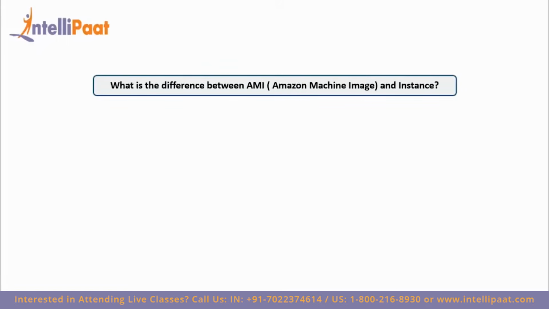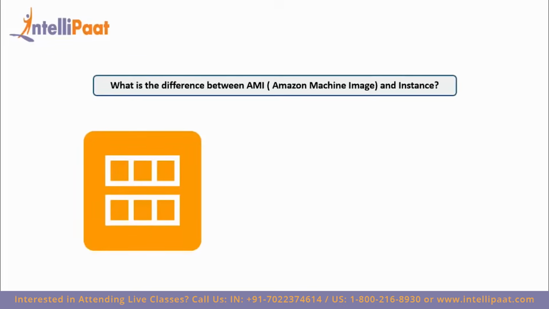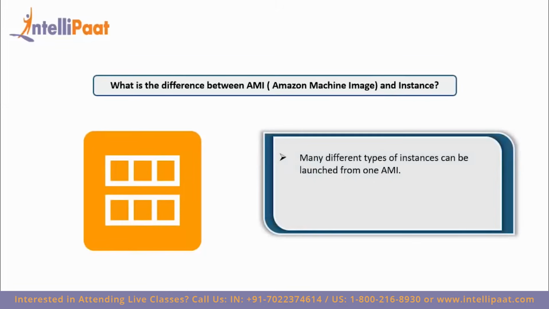So guys, an AMI is nothing but a template of an operating system. It's just like a CD that you have of an operating system which you can install on any machine on the planet, right? Similarly, an AMI is a template or an installation of an operating system which you can install on any servers which fall into the Amazon infrastructure.